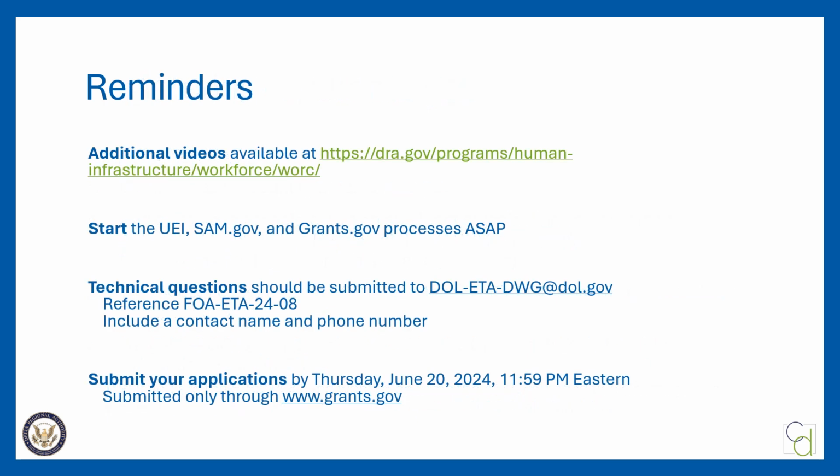Just a few final reminders before we conclude. Additional videos are available at the website you see here. Start the UEI, sam.gov, and grants.gov processes ASAP. Technical questions should be submitted to the email address here, reference this FOA number, and include a contact name and phone number. And submit your applications by Thursday, June 20th, 2024, 11:59 p.m. Eastern, and they can be submitted only through www.grants.gov.